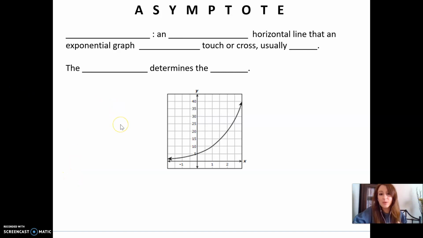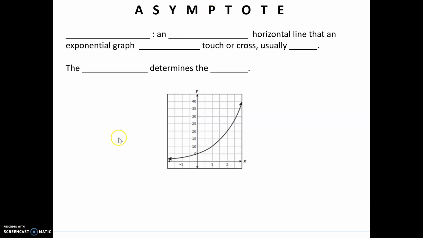Today we're going to be continuing learning about exponential functions, and specifically we're going to be looking at the asymptotes of the exponential functions. So that's that word I mentioned in that last video. If you didn't know, the P is silent, you do not pronounce it. Alright, so the horizontal asymptote is an invisible line that an exponential graph cannot touch or cross. It's usually at the x-axis, which is also known as y equals 0.